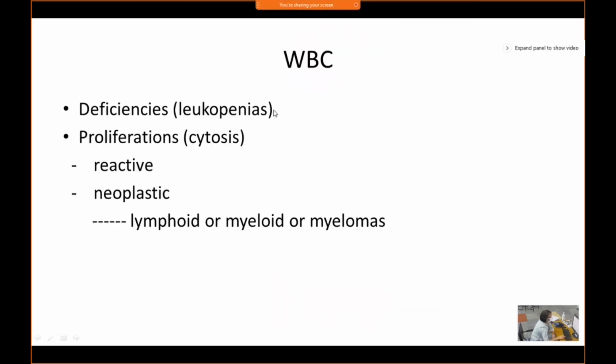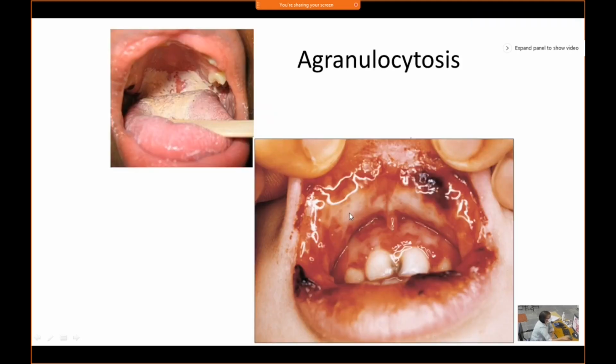So when you deal with WBCs, if there are low counts, that is known as leukopenia. If there are high counts, they are known as leukocytosis. And leukocytosis may be reactive, may be neoplastic, and it may be any of these. If it's lymphoid, myeloid, or if it is plasma cell proliferation, those are known as myelomas. So this is a condition in which the neutrophils are very, very low. Neutropenia. And we call this condition agranulocytosis.